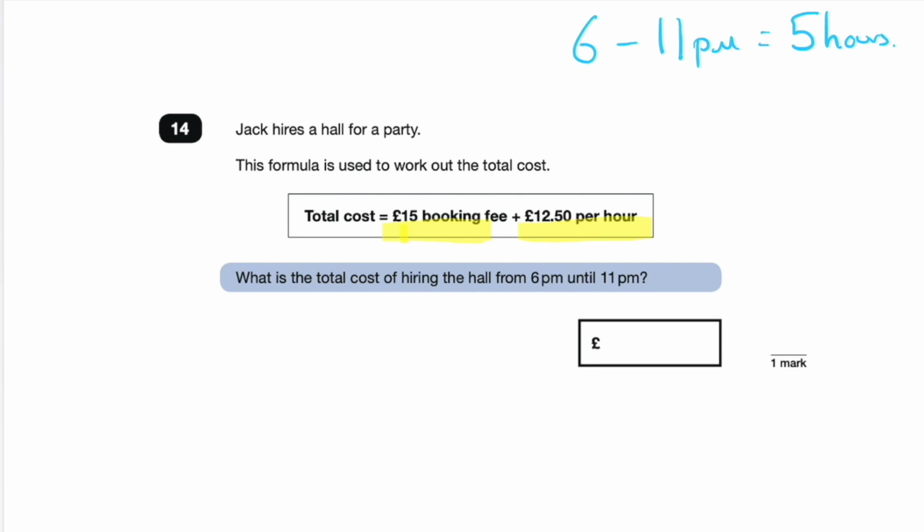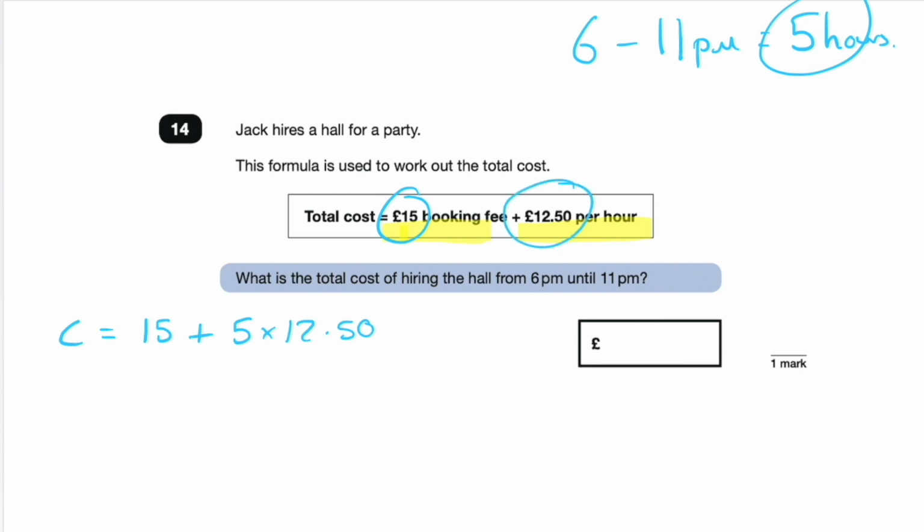So now we can start to write our formula a little bit. So our cost, let's put a C, equals 15, because we know we're going to have to pay this £15, plus 5 times £12.50, because we're going for 5 hours and it's going to cost £12.50 per hour. Let's work out this part of our formula first, because following BODMAS we must always do multiplication first, and because we want to work out how much the total for the amount of hours is. So let's do 5 times £12.50. So I'm going to put my £12.50 and multiply by 5.